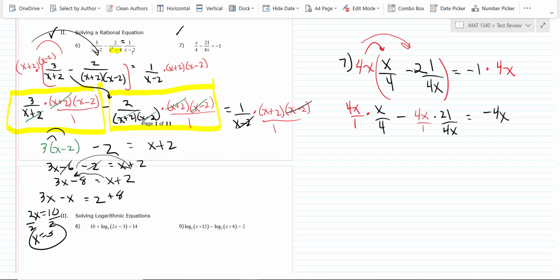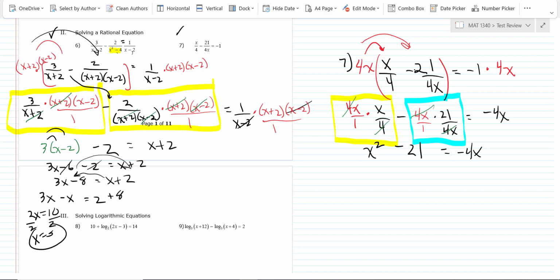Now look what happens. What happens on the part that I'm drawing a box around? What goes away? 4s, what are you left with? X squared, good. So take out the 4s, you're left with x times x over 1, so that's x to the second. How about the second part that I'm drawing the blue box around? What happens on that? 4x goes away, good. Wipe out the 4x, what are you left with? Minus 21 equals negative 4x.